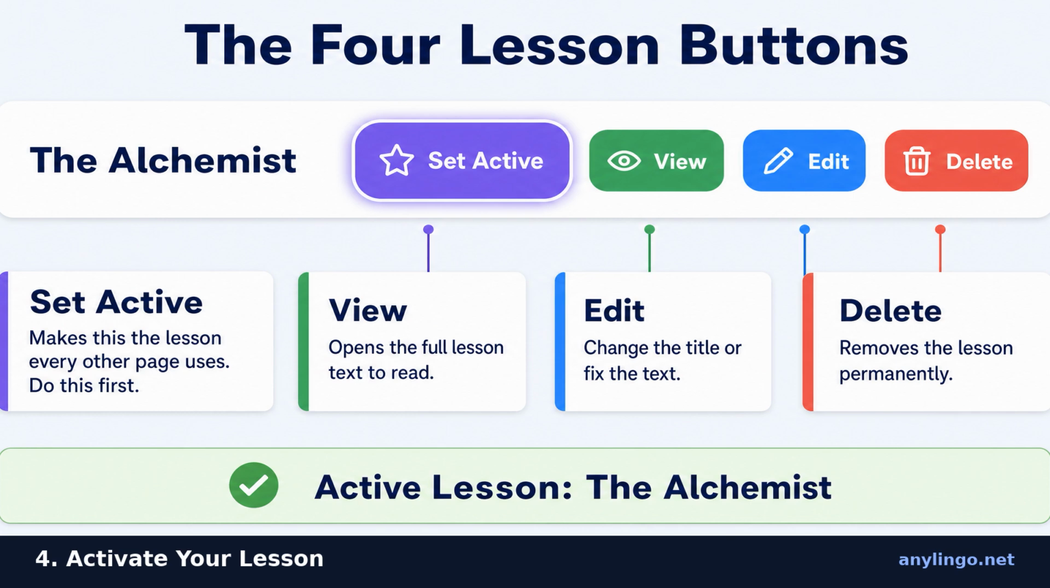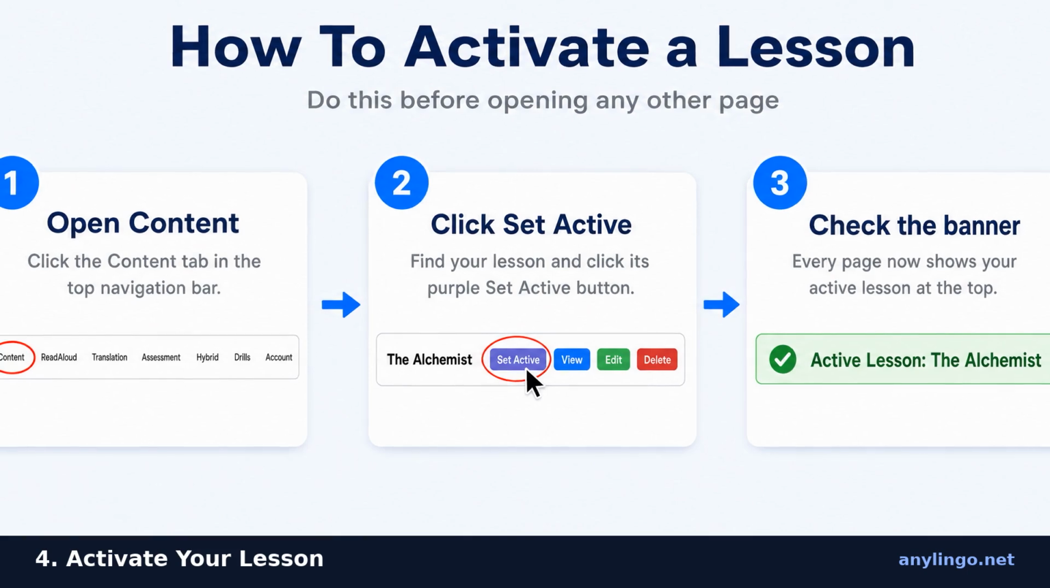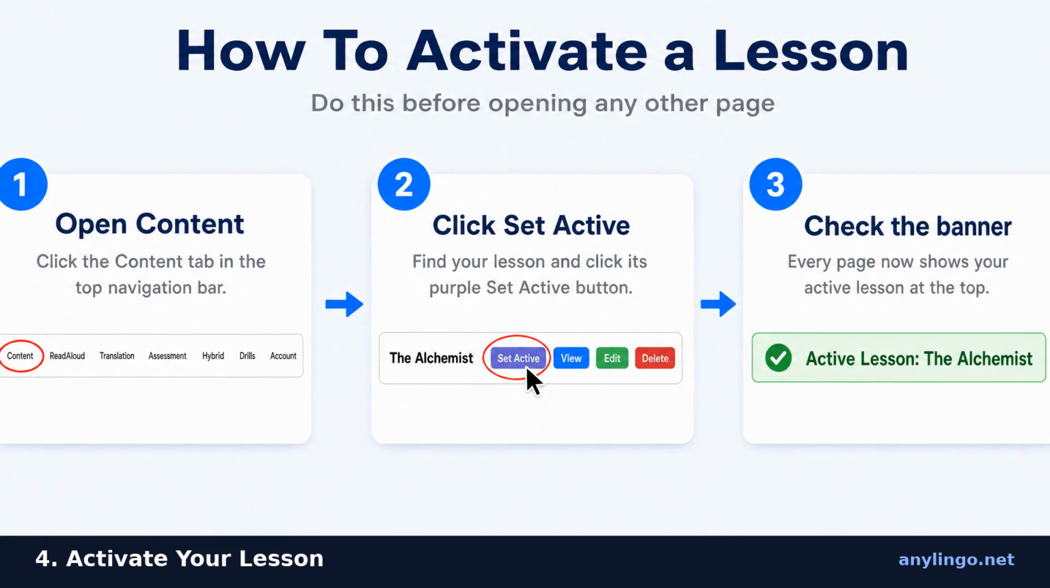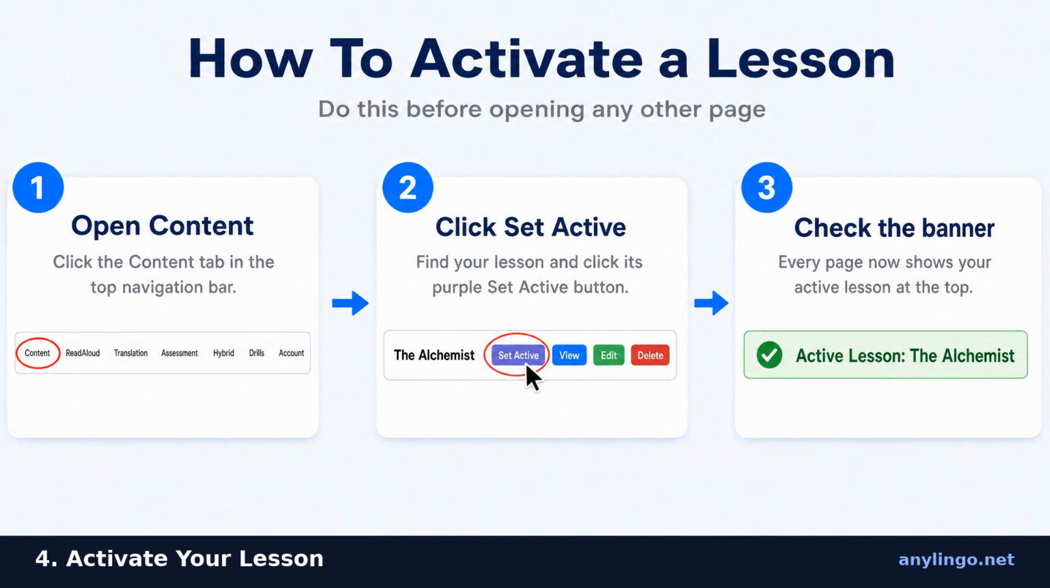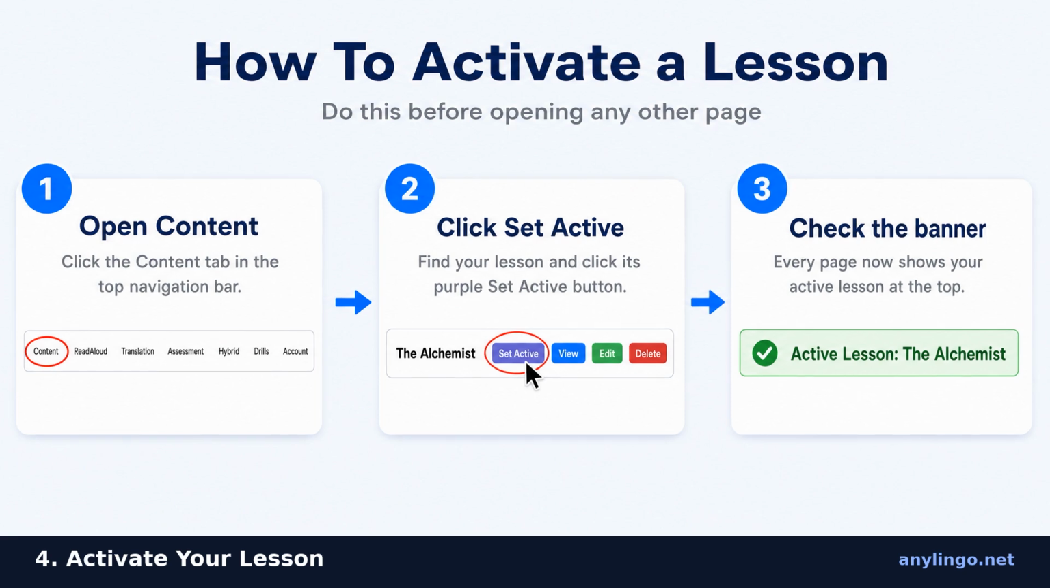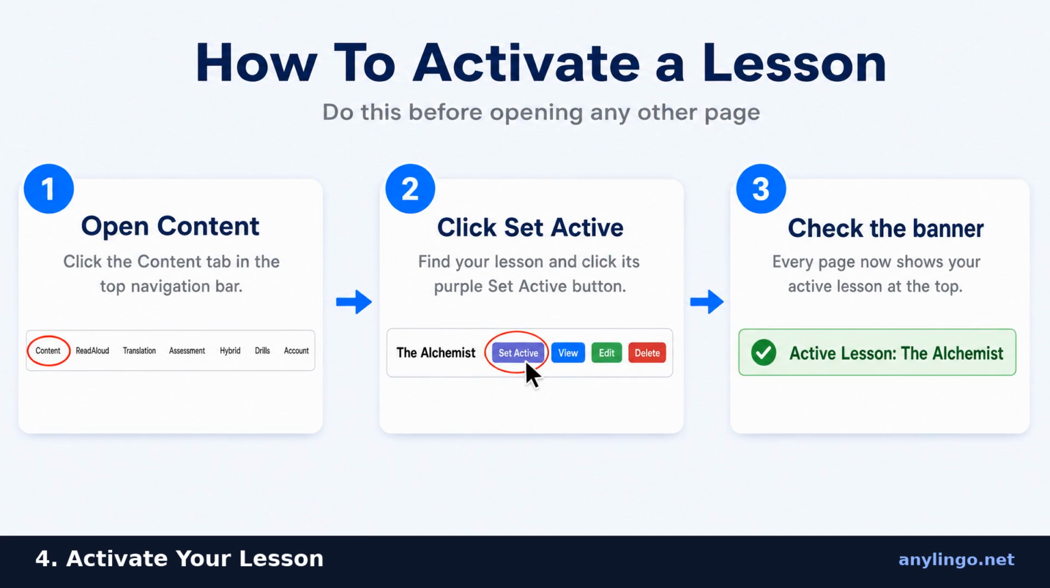Step 1. Click Content in the top navigation bar. This is your lesson library, and activation can only be done from here. Step 2. Find the lesson you want in the My Lessons list. In our case, that is the row titled The Alchemist. Look along that row, to the right of the title, and click the purple Set Active button. Notice that you are clicking the button on that specific row. Each lesson has its own set of 4 buttons, so make sure you are on the row you intend.